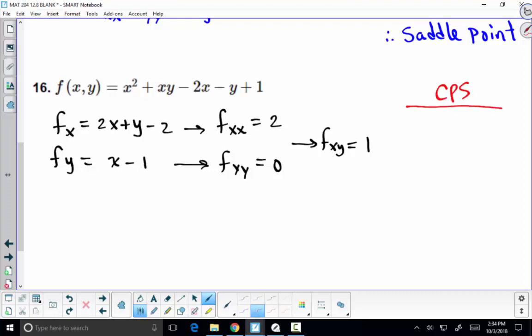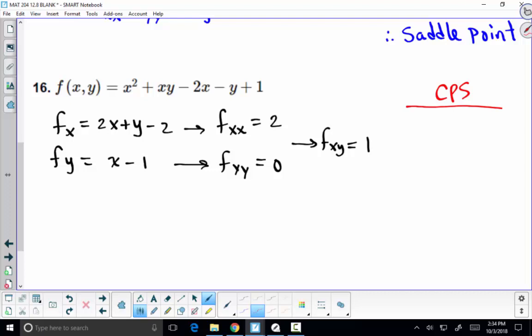Let's go with our critical points. We have to set the partials equal to 0. Why is f sub xy 1? So f sub x is right here, and if we partial that with respect to y, the coefficient of y is 1. Similarly, if we went to f sub y and partialed that with respect to x, we would get 1. So those will always be equal.